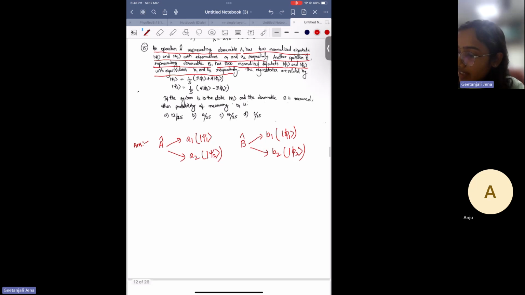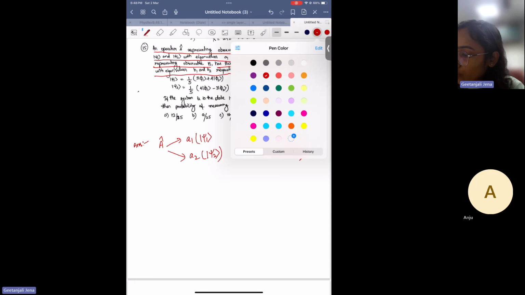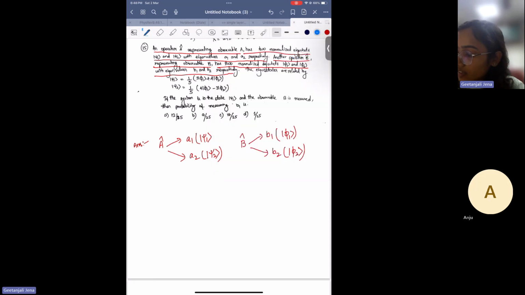Now it is also given the relation between these eigenkets. Psi1 is related to phi1 and phi2 as 1 by 5 times (phi1 plus 4 phi2), and psi2 is 1 by 5 times (4 phi1 and 3 phi2).